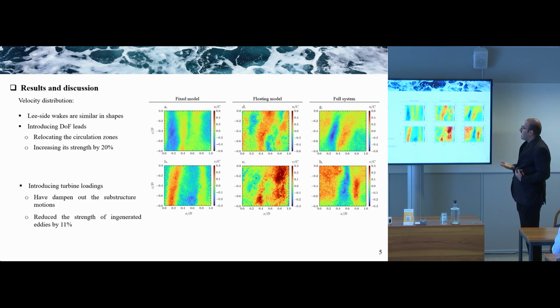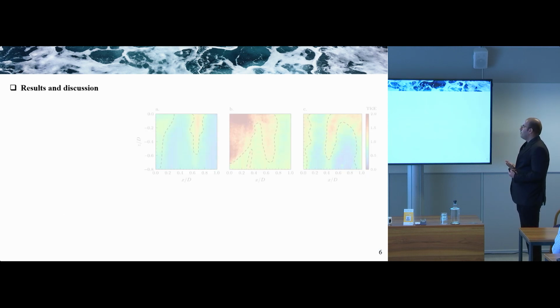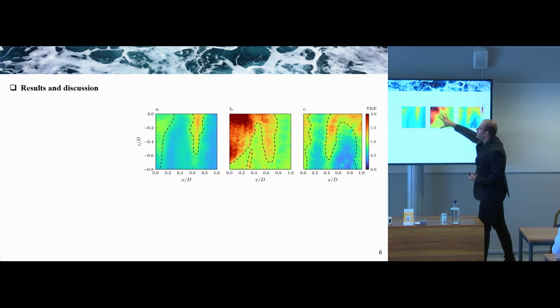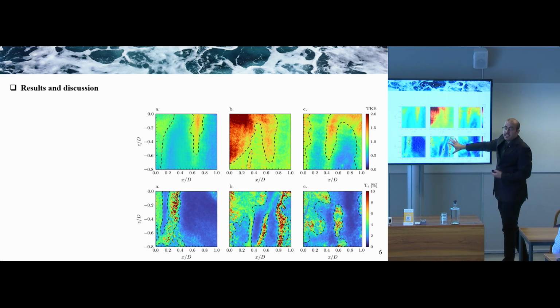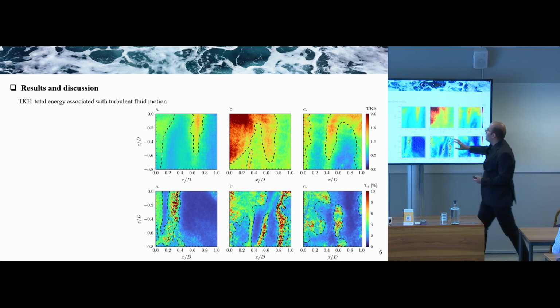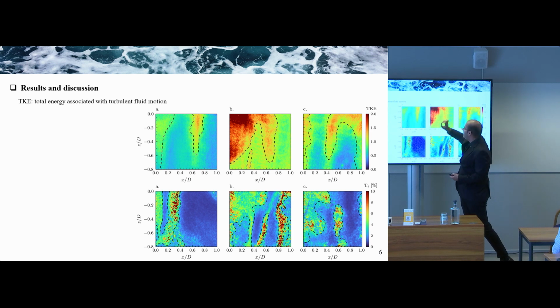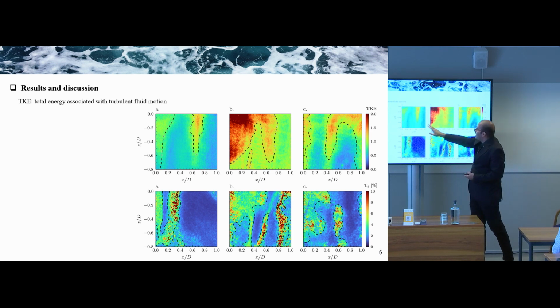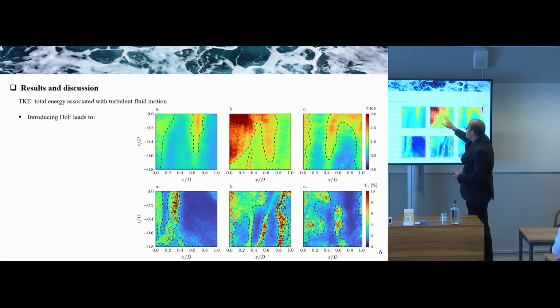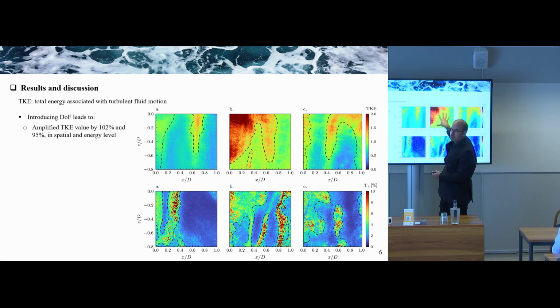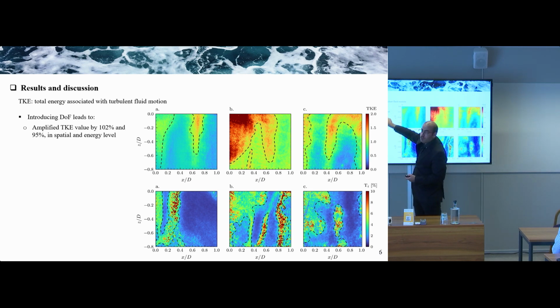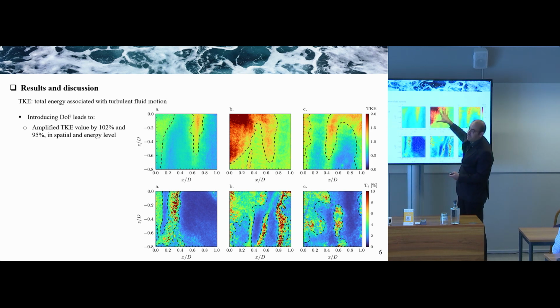But if we want to have a clear picture, we need to look through the turbulence kinetic energy and, of course, the turbulence intensity. So when we compare the fixed, floating, and full system, we can see that between the fixed and floating configuration, when we introduce the degrees of freedom, the TKE value increased by almost 102% in spatial manners, and 95% in terms of energy level.